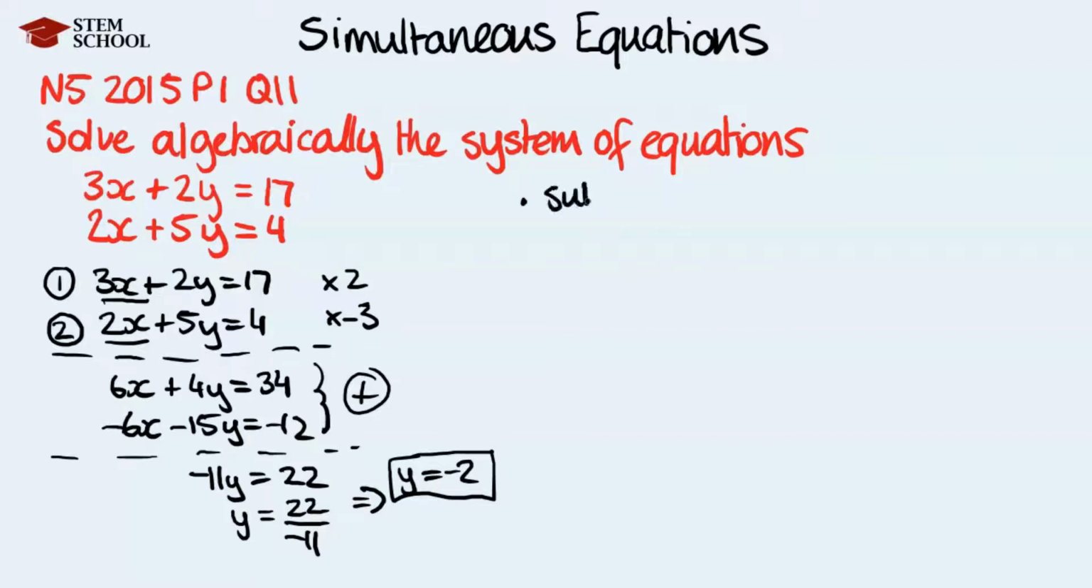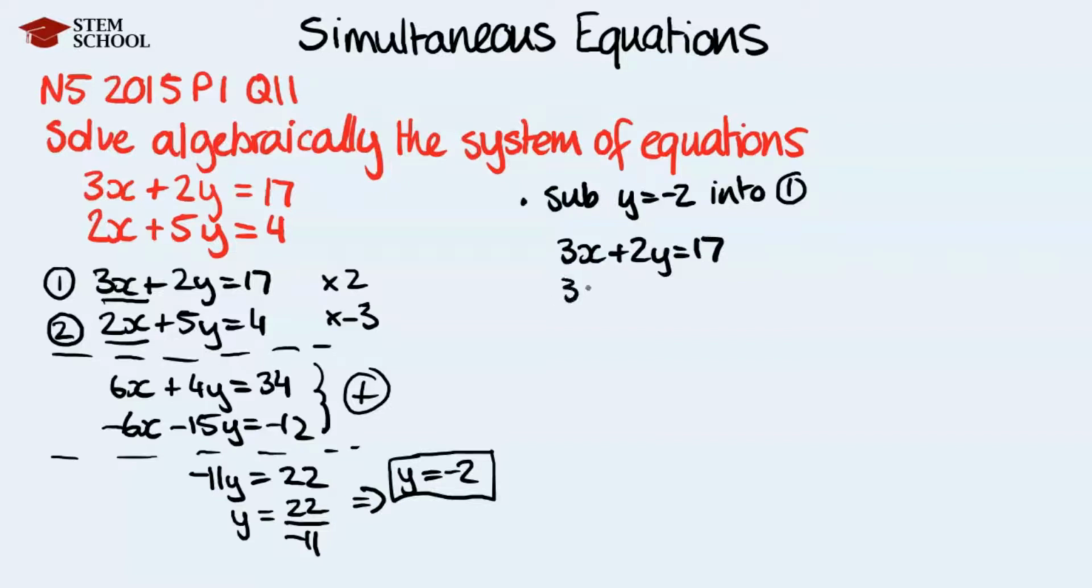Okay, so let's substitute y is equal to minus 2 into equation 1. Just randomly I'm going to pick equation 1. I could have picked equation 2 as well, it just depends, whatever you want. So let's do that. So what is equation 1? It's 3x plus 2y is equal to 17.